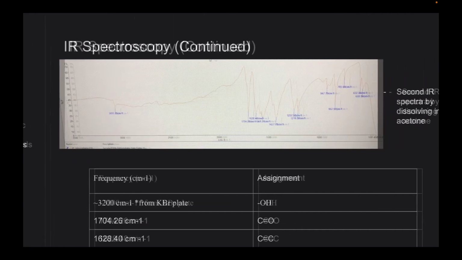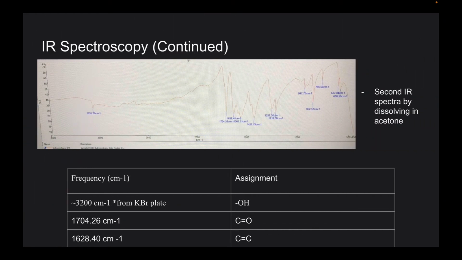So in order to try to get a better picture of what my solid consisted of, I did a second IR spectra, but this time I dissolved it in acetone. And at around 1704, I found that I had a peak for a carbonyl C=O bond. And also at around 1628, I also had a C=C bond, which confirms the unsaturated double bond that I found from my Baeyer test.